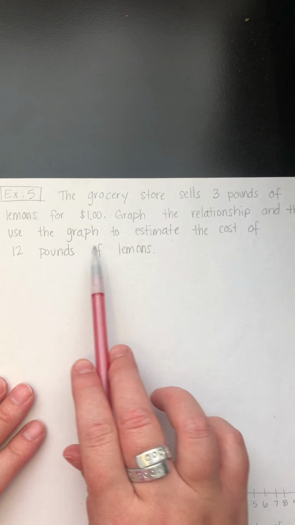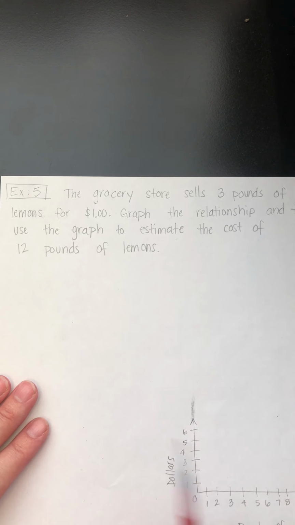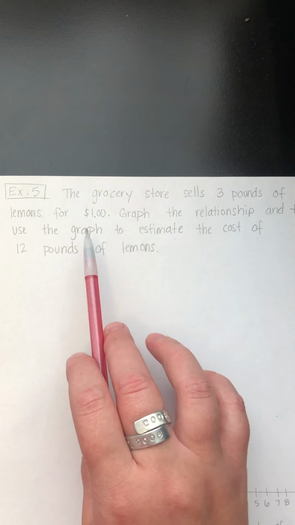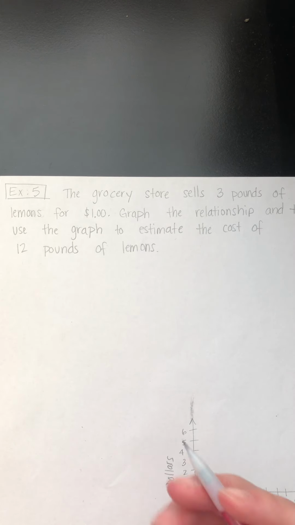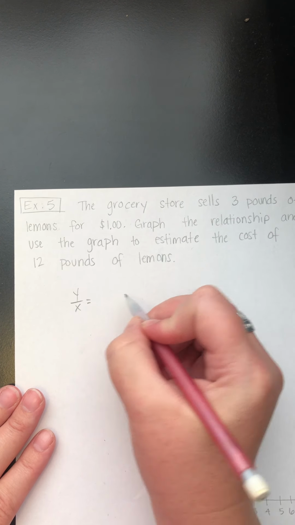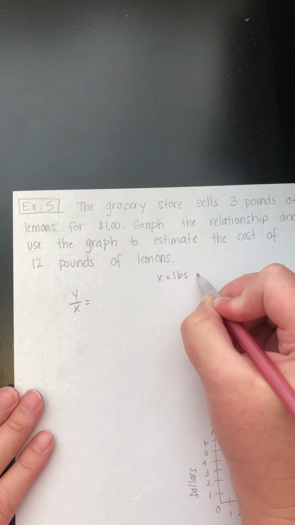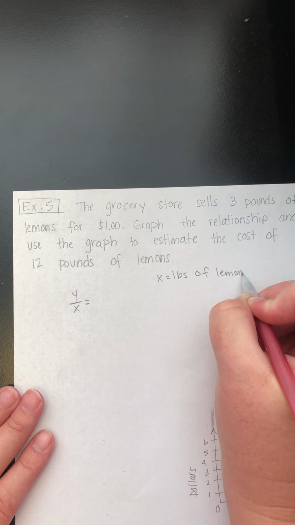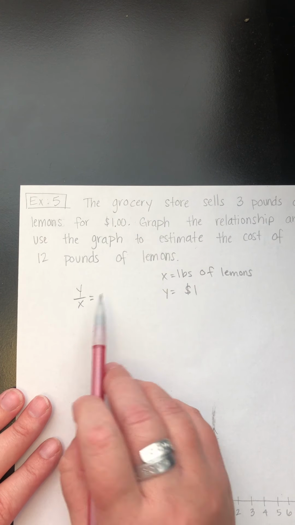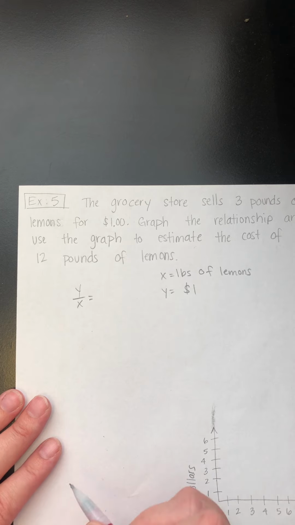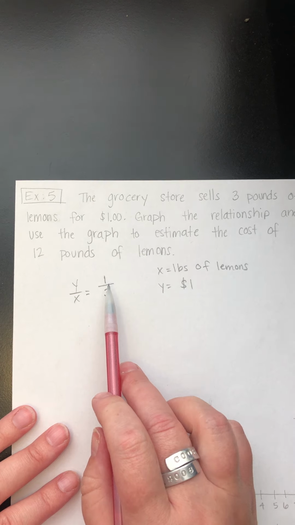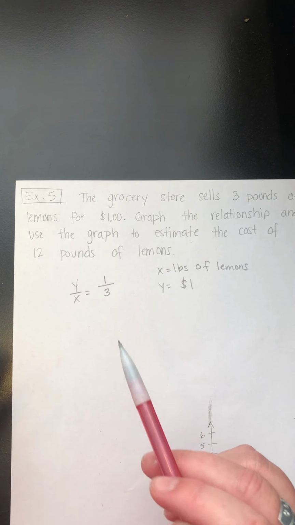Graph the relationship and then use the graph to estimate the cost of 12 pounds of lemons. Okay, so in this case, they have 3 pounds of lemons for $1. So the pounds of lemons, we have y over x is our ratio. The pounds is going to be x, pounds of lemons, and y is going to be $1. Okay, so we have 3 pounds for $1. So 1 goes on top, 3 goes on bottom. This is going to be, in essence, your slope.